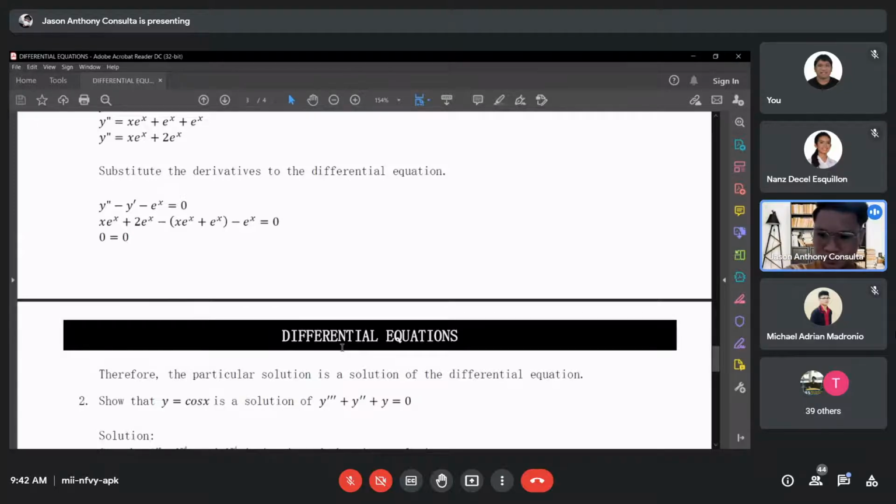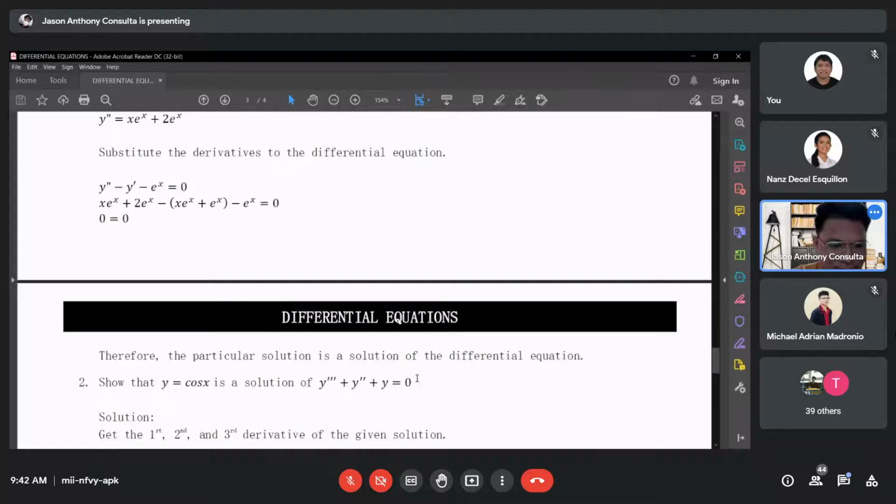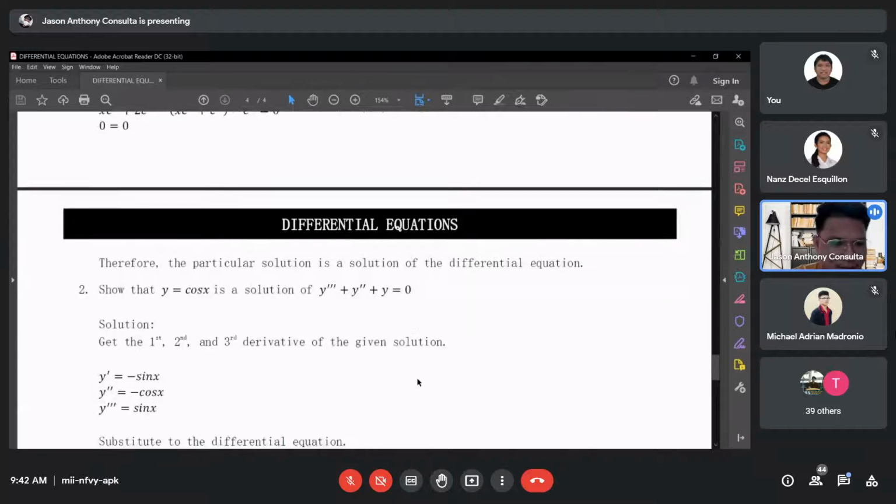So, the second one, ako na lang kasi mag-iantay na yun si Sir JDP sa inyo. So, etong second sample, show that y is equal to cosine x is a solution of y. Ay class, may kulang pala dito. Y triple prime plus y double prime plus y prime plus y equals 0.